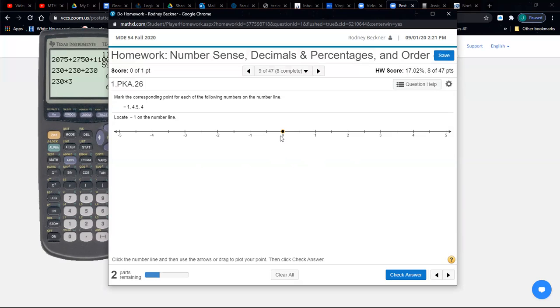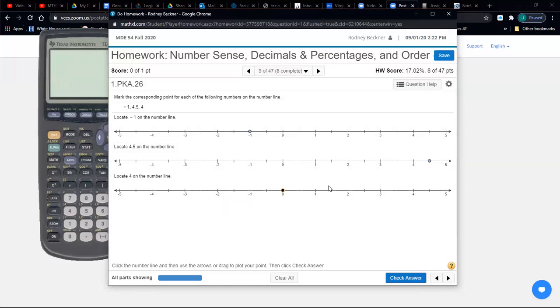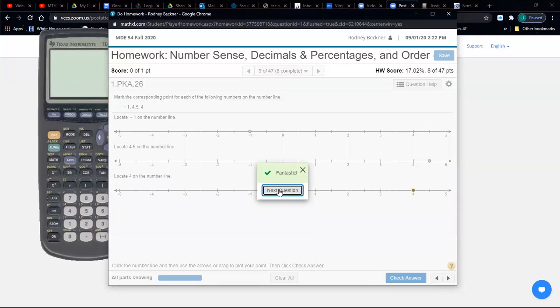Mark the corresponding point for each of the following numbers on the number line. If it wasn't for the decimal, I'd skip this, but -1. You can just click, you can drag. So let's drag this to -1. Let's check it. That looked good. Then they want to locate 4.5. So here's 4, here's 5. So that should be halfway between it. Looks good. And then 4. See, I can't just click. I have to go hover over the dot and drag it. There we go.